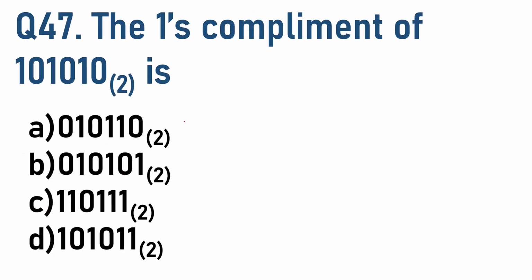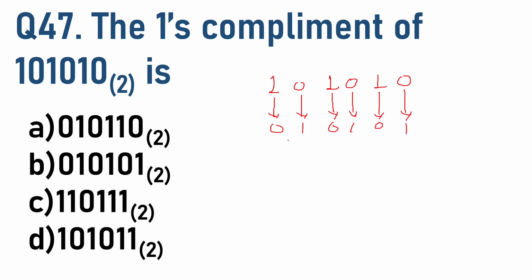The ones complement of 101010 is. Now if you take this number 101010, to take the ones complement, you have to invert every individual bit. So this 1 will become 0, this 0 will become 1, this 1 will become 0, this 0 will become 1, this 1 will become 0, and this 0 will become 1. So it is 010101 to the base 2.